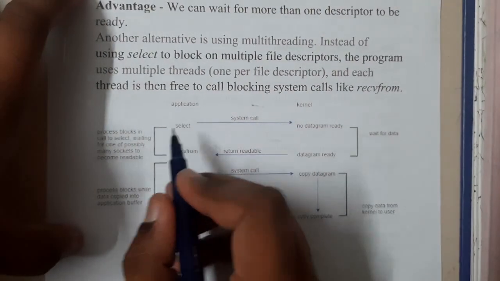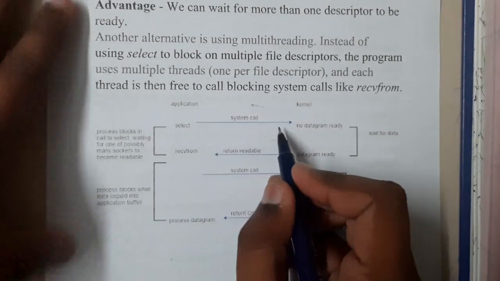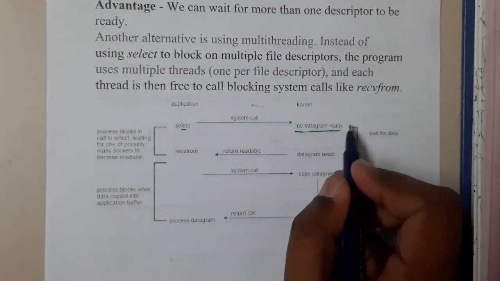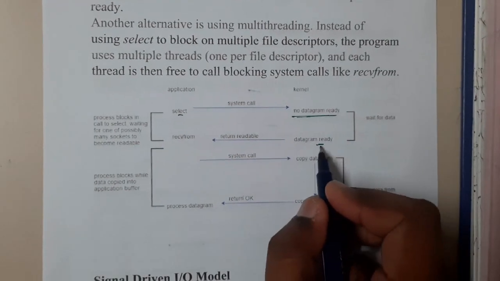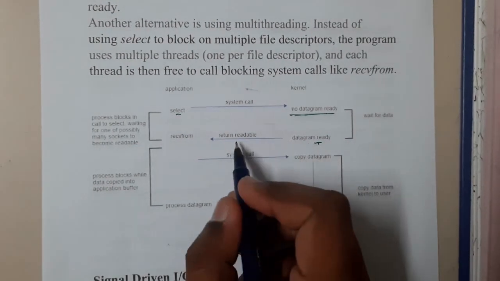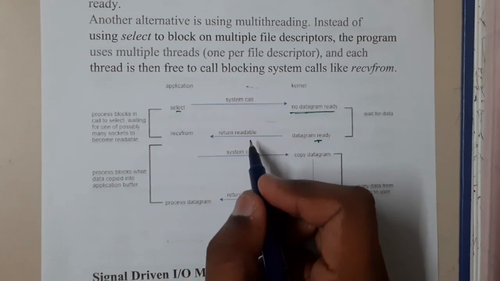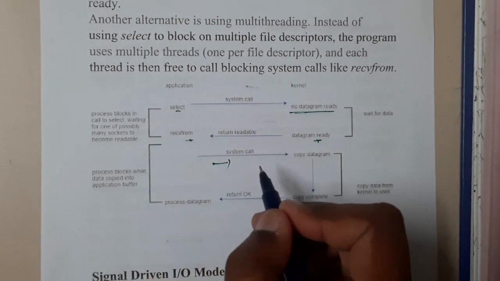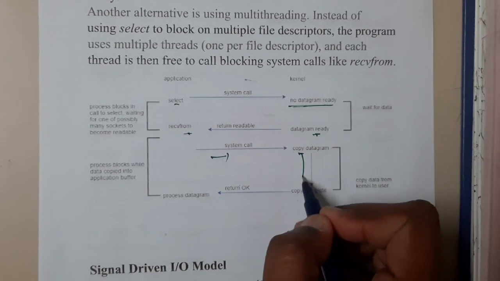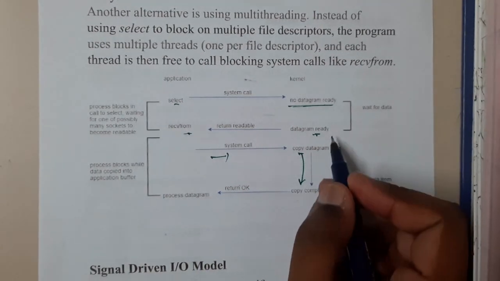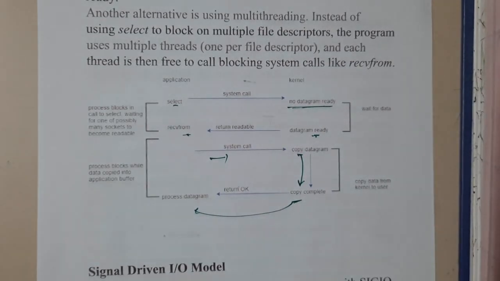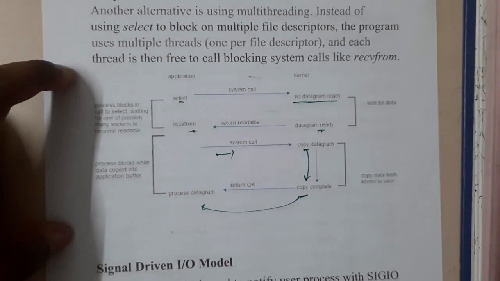Assume that initially you select and you get the datagram, and if it is not ready, it will wait until it is ready. Once it is ready, it returns as readable, informing you that it is ready. Once it informs you, you send a system call asking it to copy from the lower layer, that is from kernel to the user. Once it is ready, it sends it back to the user. In this way, it will work, guys.